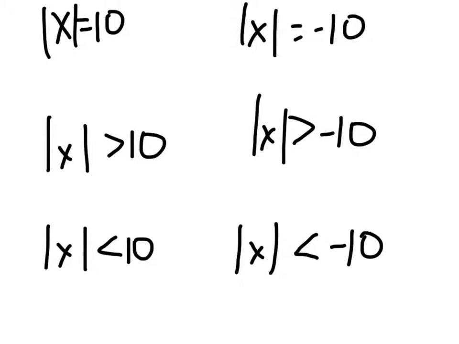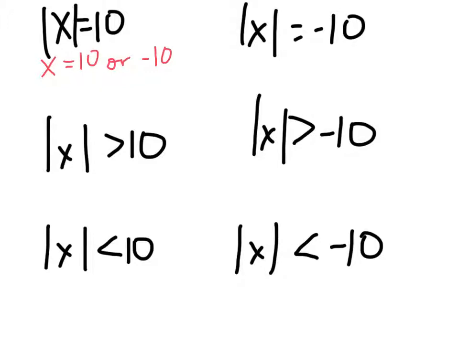So if the absolute value of x is 10, that can mean two different things. That can mean that x equals 10, obviously, but it also means, don't forget, that x can also equal negative 10. Because if we take the absolute value of that, it's going to be positive and equal 10. So x in this case could be 10 or negative 10.